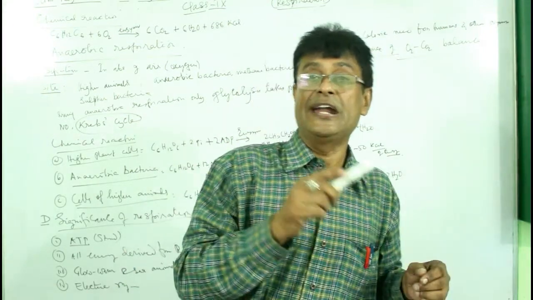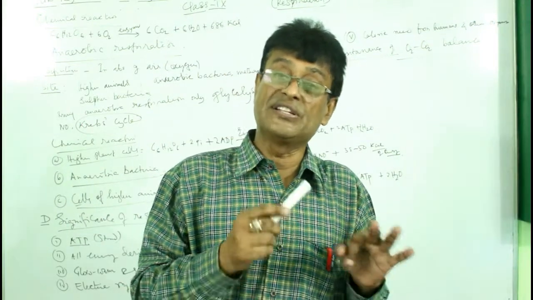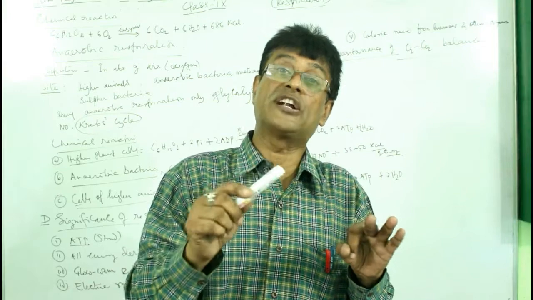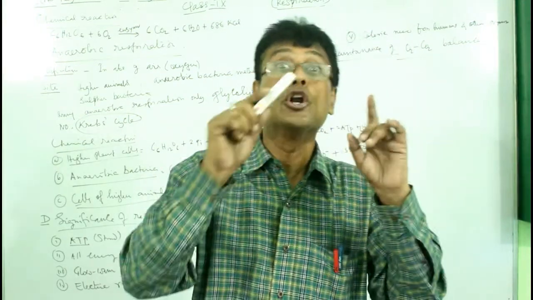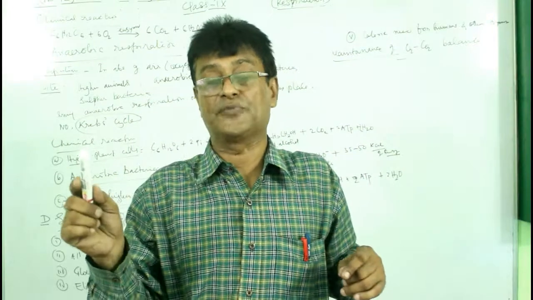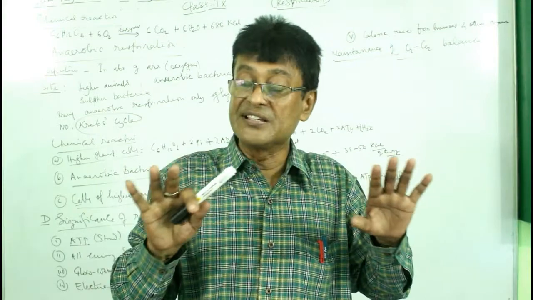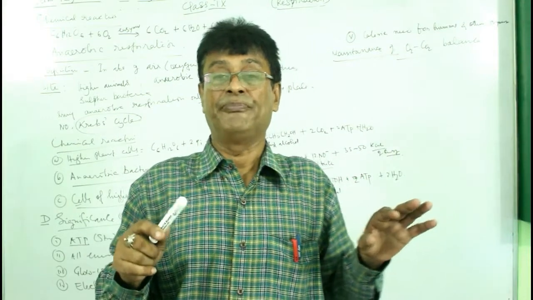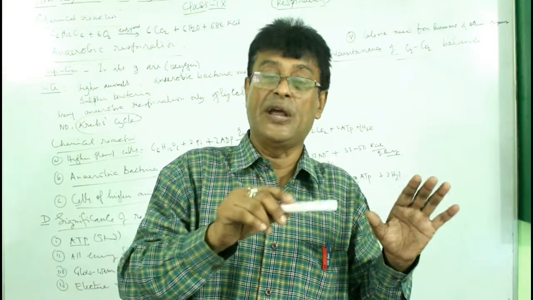But the ATP cannot be used directly. Then what is the use? When it is used, the ATP is converted to ADP, that means adenosine triphosphate to adenosine diphosphate. When it is converted to ADP, it is very easily usable, and the organisms use the ATP converted to ADP.